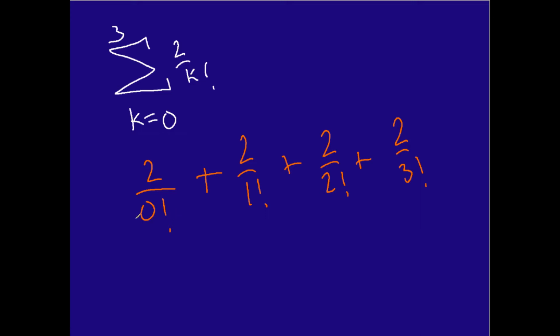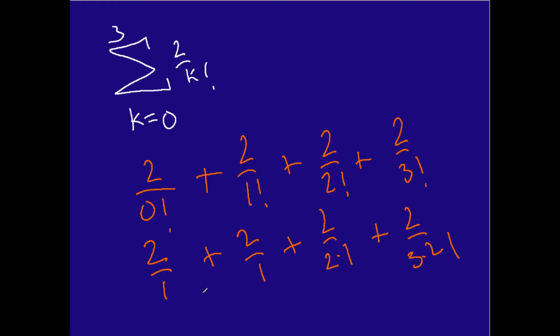And 0 factorial always equals 1. You could just talk to mathematicians about why. So 2 over 1, plus 2 over 2 times 1, which is essentially 1, plus 2 over 3 times 2 times 1. So then we got 2 plus 2 plus 1, and then this is going to be 2 over 6, which is 1 over 3, basically.